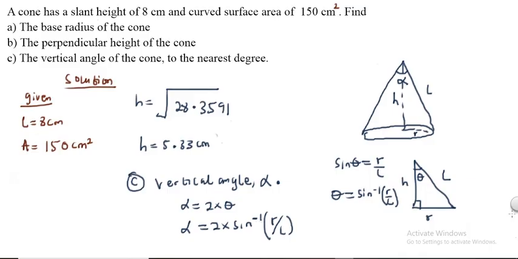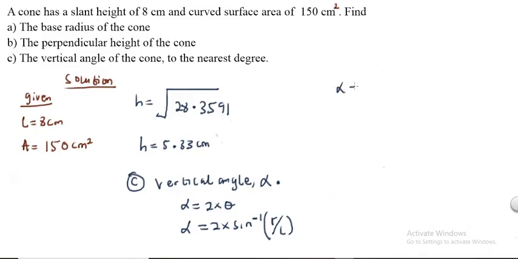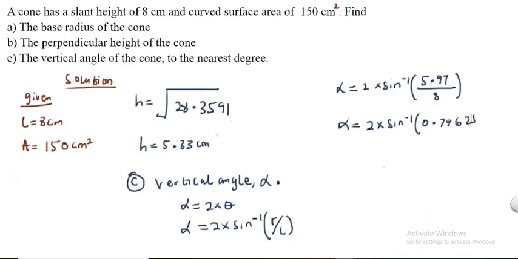Now let me clean up space. So for the vertical angle, this is equal to 2 times sine inverse of the radius, 5.97, divided by the slant height, 8 centimeters. So alpha is equal to 2 times sine inverse of 5.97 divided by 8, which is 0.74625.